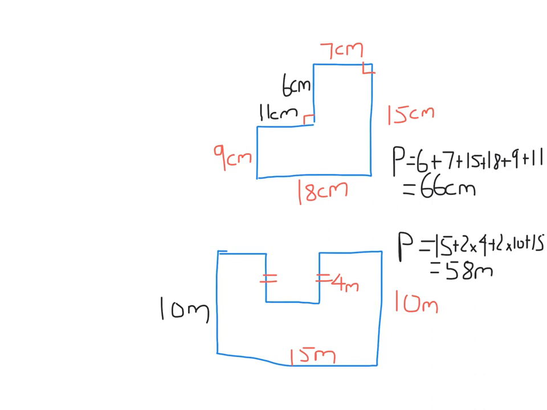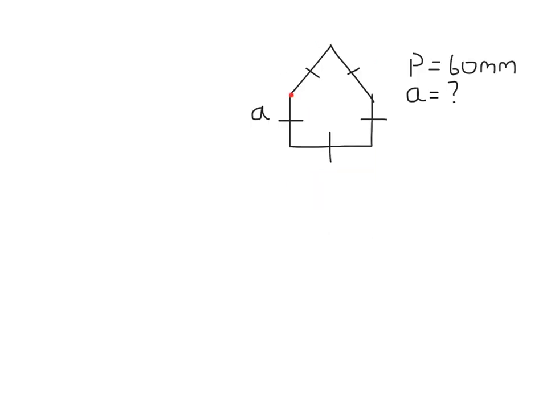Alright, the final thing we're going to do on this video, we're going to actually use the perimeter to find one of the side lengths. I'm sure you're just as excited as me, so let's look at some examples of this. So in this question, I've given you a 5-sided shape, so it's a pentagon. I've told you that the perimeter is 60 millimeters, and we're going to find what A is, A being the side length. So what is the side length of this pentagon if its perimeter is 60 millimeters?